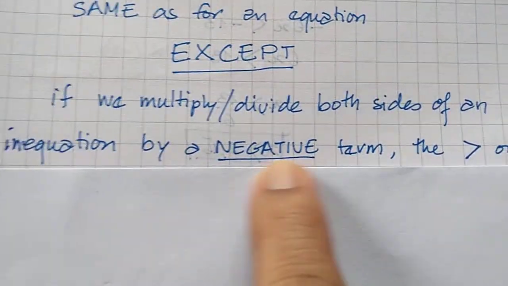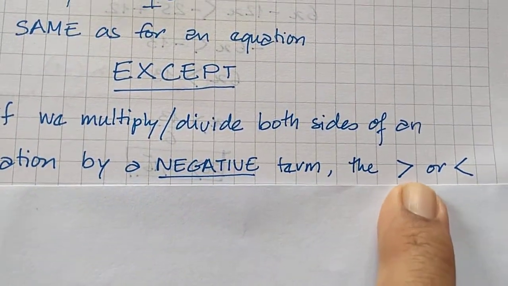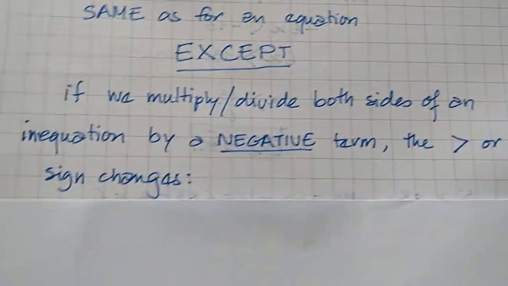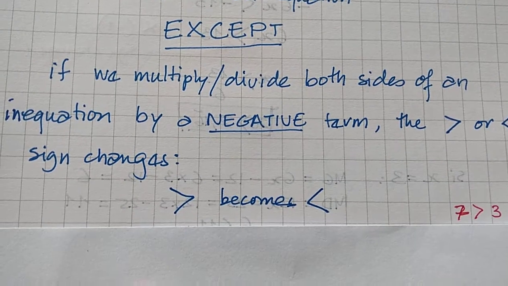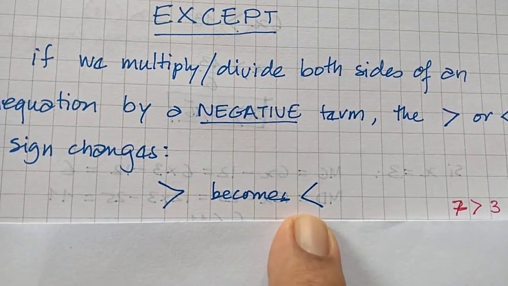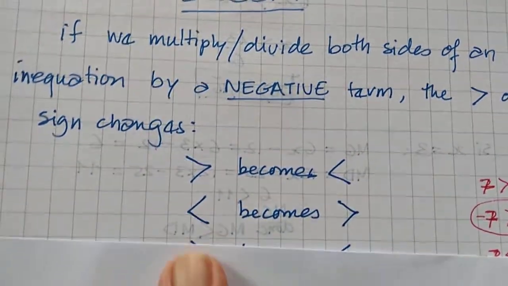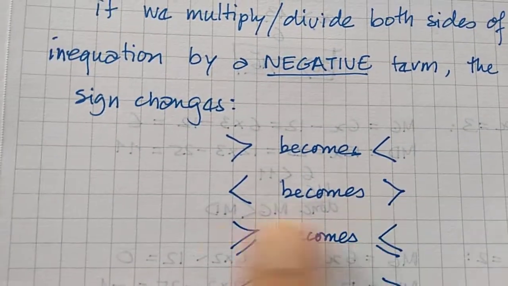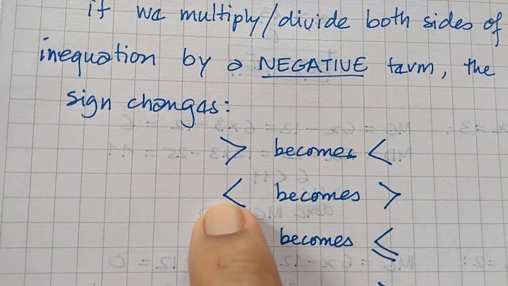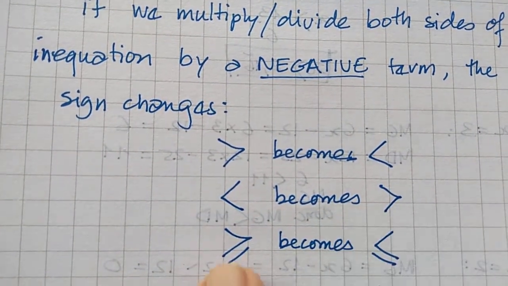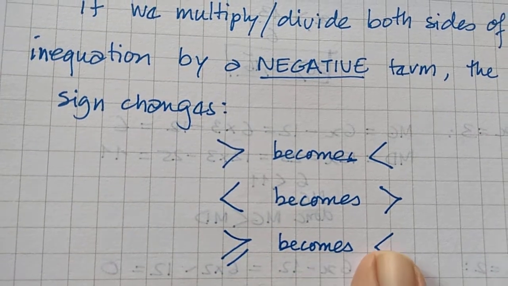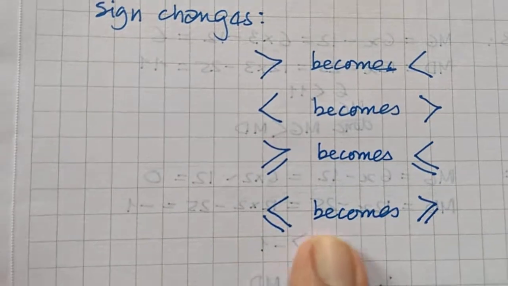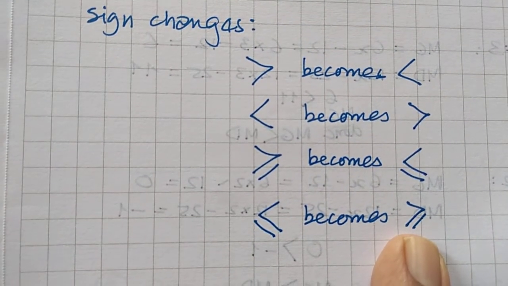if we multiply or divide both sides of an inequation by a negative term, the greater than or less than sign changes. This will become this. This will become this. Greater than will become smaller than. Smaller than will become greater than. Greater than or equal to will become smaller than or equal to. And smaller than or equal to will become greater than or equal to.